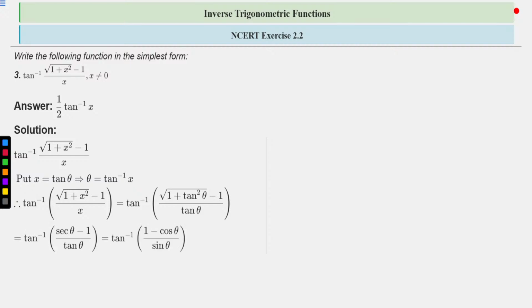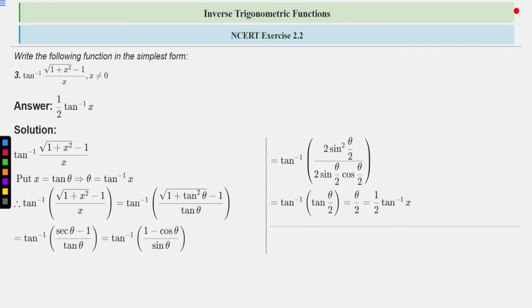Therefore, it is equal to tan inverse of sec theta minus 1 upon tan theta, because we know that 1 plus tan square theta is basically sec square theta, and root over sec square theta is sec theta. Now we will convert this term: sec theta can be written as 1 by cos theta, and tan theta can be written as sin theta upon cos theta. After simplification, we will get tan inverse of 1 minus cos theta upon sin theta, isn't it?